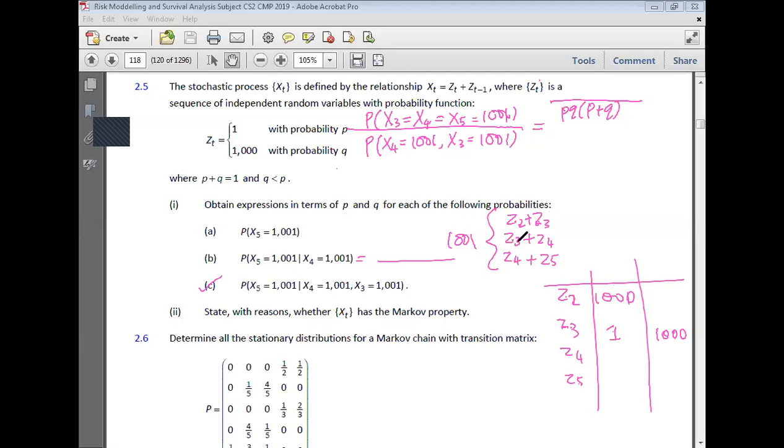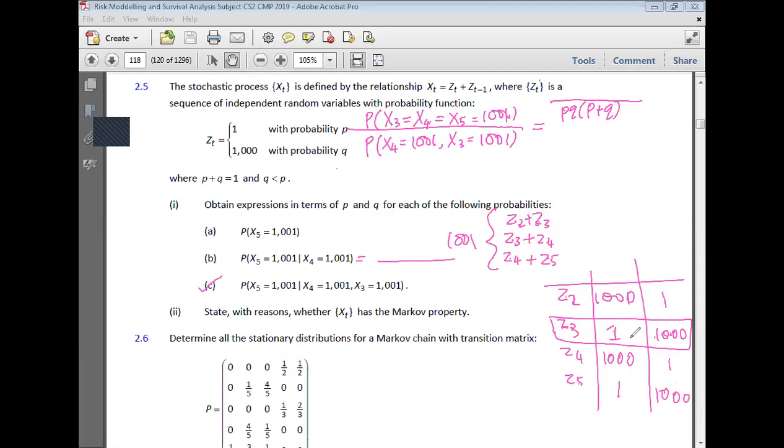And if my Z3 is 1, my Z4 should also be 1000. And if my Z4 is 1000, my Z5 should be 1. And let's say my Z3 is 1000. So now this is the other case that I'm considering. Then if my Z3 is 1000, what should be my Z2? 1. And this should be 1 as well. And this should be 1000.